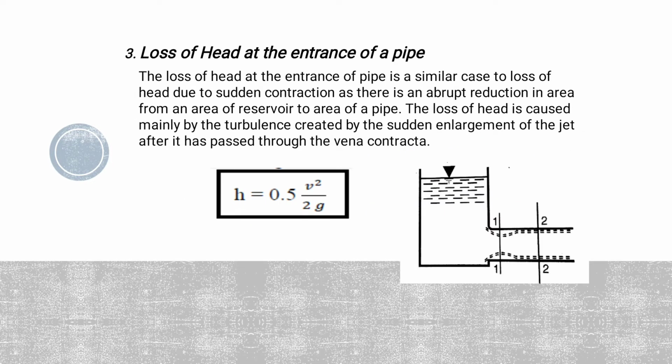Loss of head at the entrance of a pipe. The loss of head at the entrance of the pipe is similar to case 2, loss of head due to sudden contraction. As there is an abrupt reduction in the area from an area of reservoir to the area of a pipe, the loss of head is caused mainly by the turbulence created by the sudden enlargement of the jet after it has passed through vena contracta. That is, H is equal to 0.5 V² by 2g.